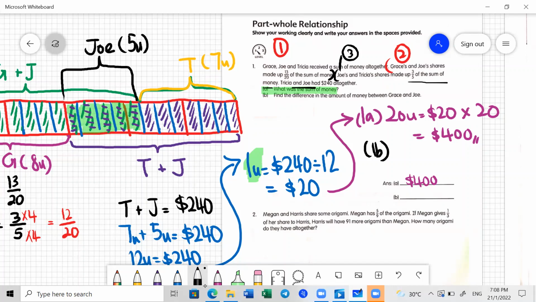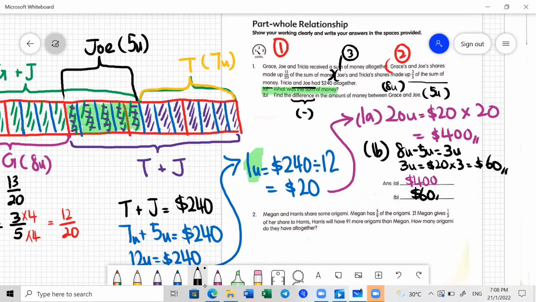Now, in 1B, it's very special because when we see the word difference, what comes to my mind first? Minus. Thank you very much. What is bigger? Let's look at Grace. Grace, how many units? 8 units. Joe, how many units? 5 units. So it has to be 8 minus 5, isn't it? Find the difference in the amount between 8 units and 5 units. How much is that? 8 units minus 5 units equals 3 units, right? Correct or not? Yes. So therefore, if 1 unit equals $20, 3 units will be equal to 20 times 3, which is equal to $60. And that is my answer for B.